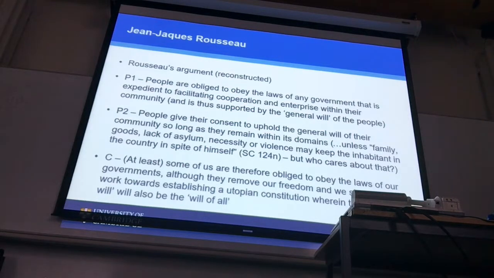People give their consent to uphold the general will of their community so long as they remain within its domains. This is the tacit consent argument, very similar to Locke's, if you want, though different. Now, it has to be said that Rousseau has this rather wonderful footnote in which he says, well, unless they have family or property, or there's some kind of violence to keep them in place, or they can't find anywhere else, they can't get asylum anywhere else, which he then completely ignores. As far as Rousseau is concerned, this is a vanishingly small group of people.